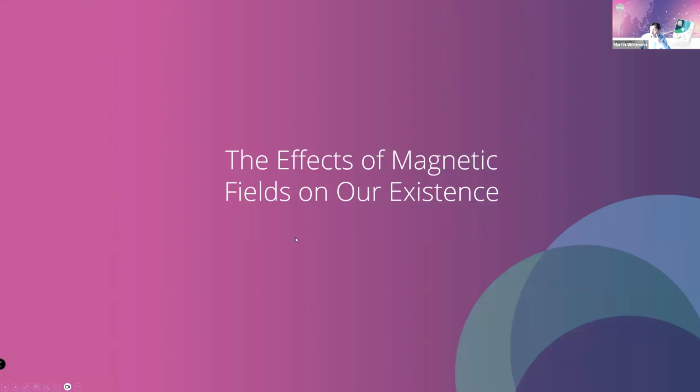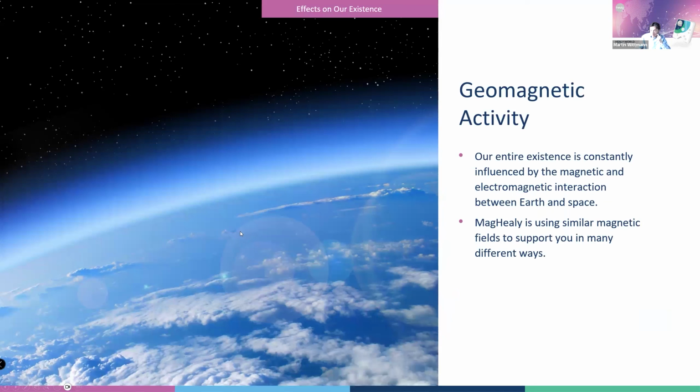Now, the effects of magnetic fields on our existence. That's a quite important thing, because what do we actually know about what magnetic fields do? Our entire existence is constantly influenced, of course, by magnetic fields, like the interaction between Earth and space. If you look at the sun, then you also have a very strong magnetic field. People always say, okay, there are some sun eruptions, and this basically hits us. So there's a lot of things going on. And of course, MagHealy uses similar magnetic fields to support everyone in different ways.